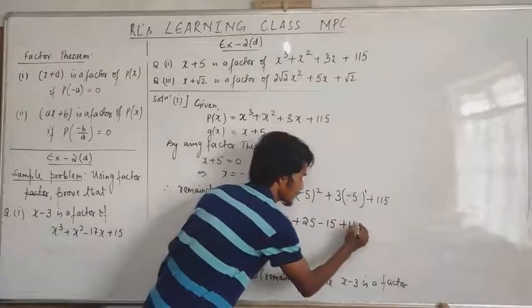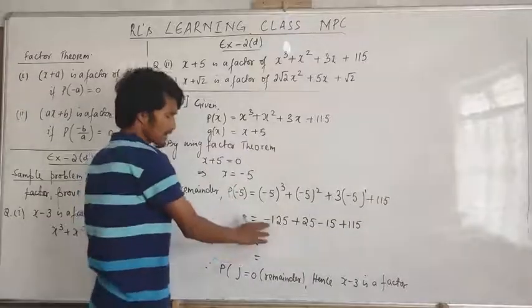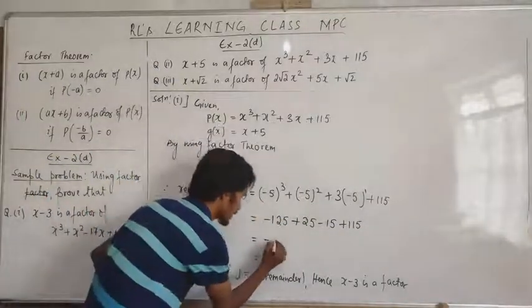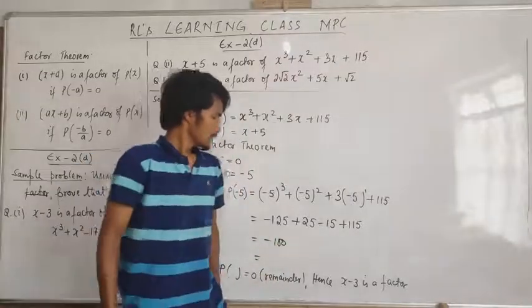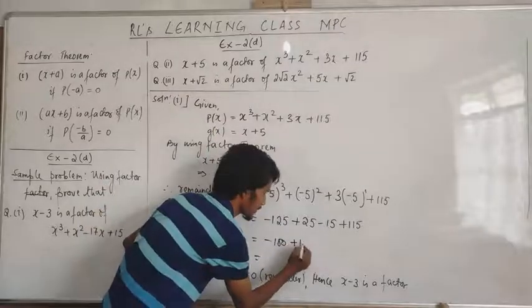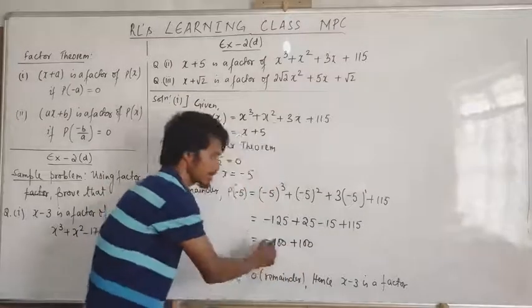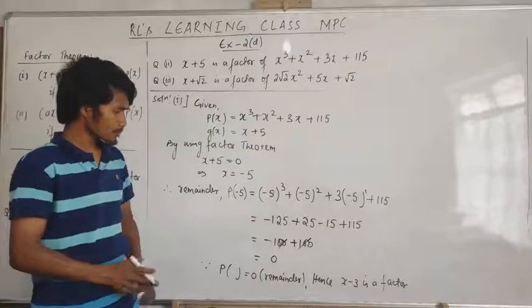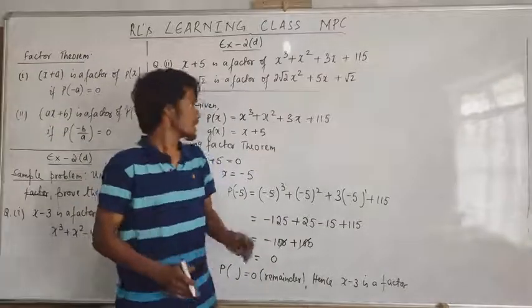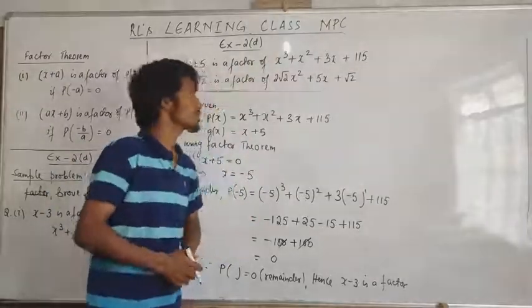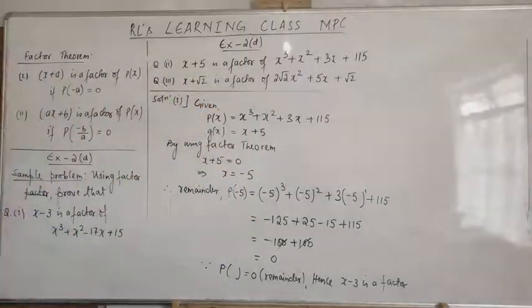Then plus 115. Now minus 125 plus 25, we get minus 100. And here 115 minus 15, again we get plus 100. Now minus 100 and plus 100 cancel, and again we get 0. So the remainder is 0. It means x plus 5 is also a factor of x cubed plus x squared plus 3x plus 115.